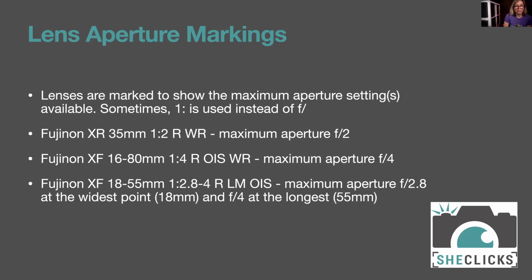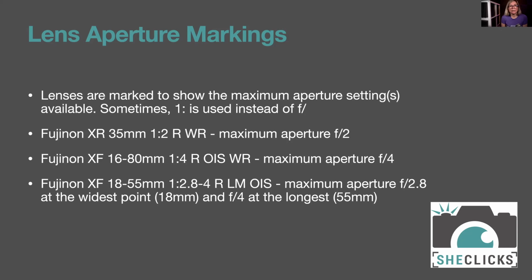Now this is a zoom lens, the 18 to 55mm, which is a really popular kit lens, a good everyday lens. If you look at the apertures, it says 1:2.8-4, and what that means is that the maximum aperture is f2.8 at the widest point of the lens, which is 18mm, and it's f4 at the longest point, which is 55mm. We call this a variable aperture lens. Whereas, as I said before, the 16 to 80 is a constant aperture lens, and it just refers to whether the aperture will change if you zoom.